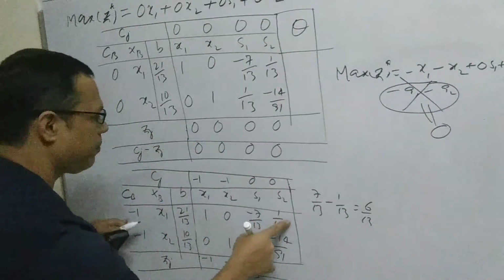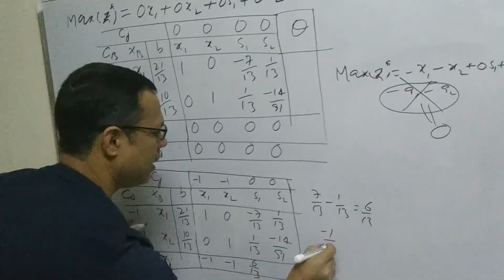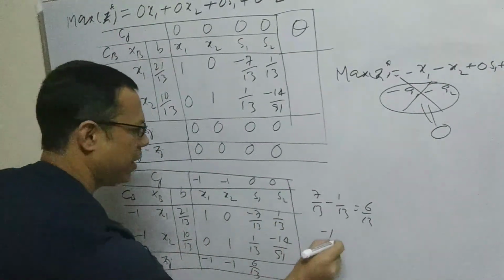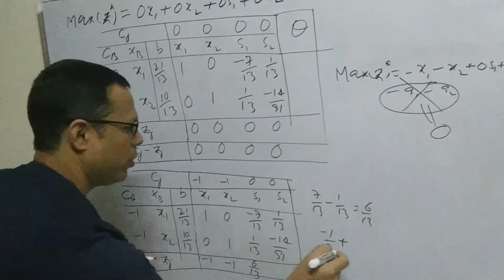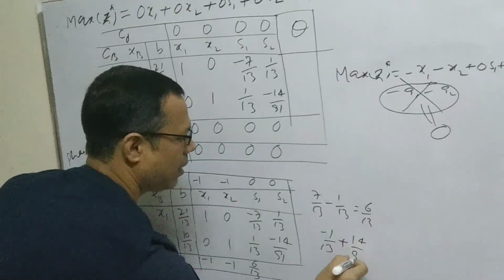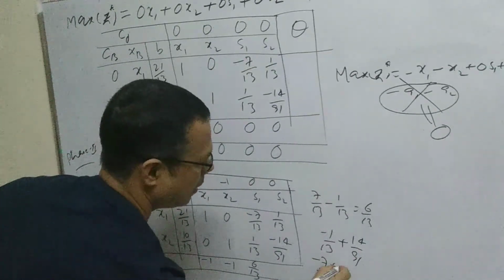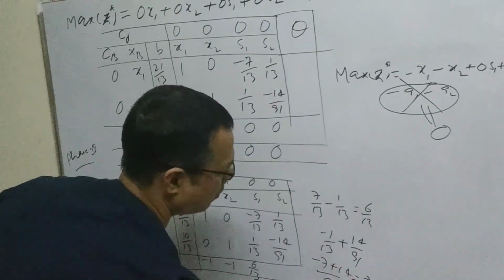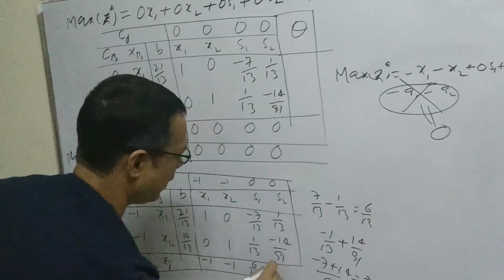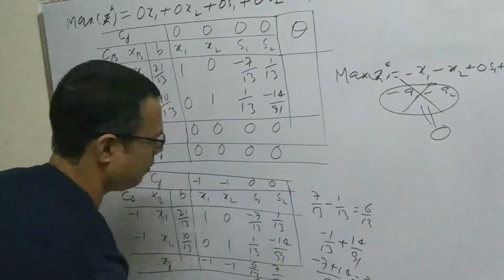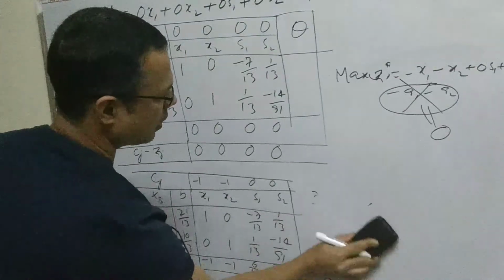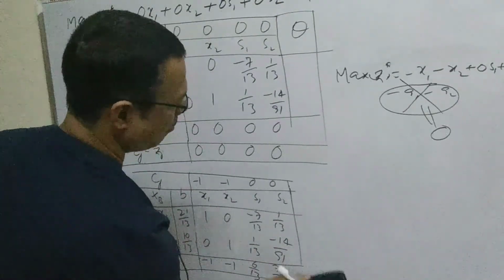Minus 1 into 1 by 13, minus 1 by 13, and minus plus 14 by 91. If you solve this one, minus 7 plus 14 is equal to 7 by 91. So we can write here 7 by 91. Very simple to go for the calculation. This is just a basic calculation.